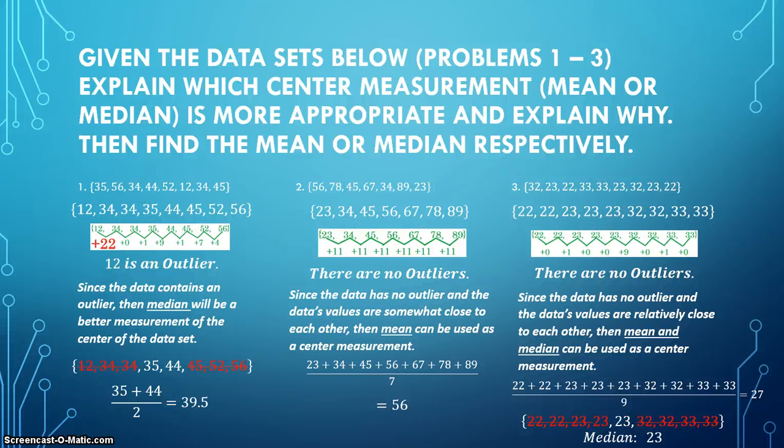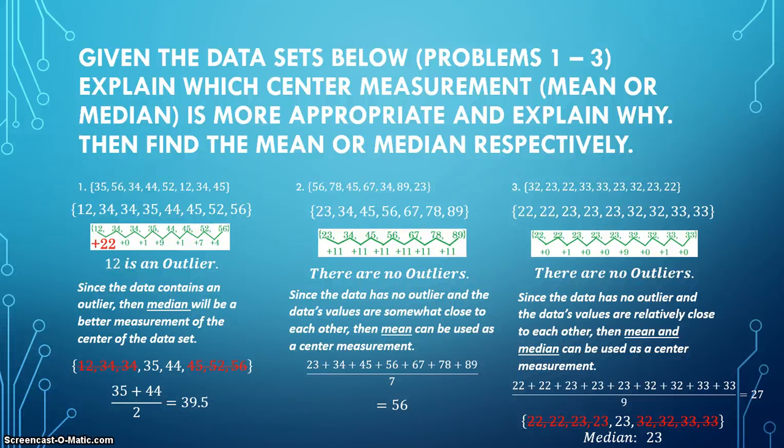Looking at the table for problem number 1, since there was an outlier, automatically we had to use median. Now for number 2, since the data has no outlier, and the data values are somewhat close to each other, and I say somewhat close because it's plus 11, the mean can be used as a center measure, meaning that the mean was a better one. In other words, I would use that second column in the table. For the last one, since the data has no outlier and the data values are relatively close to each other, then mean or median can be used as a center measure. In other words, I used the first column. Both of these could have been easily used.